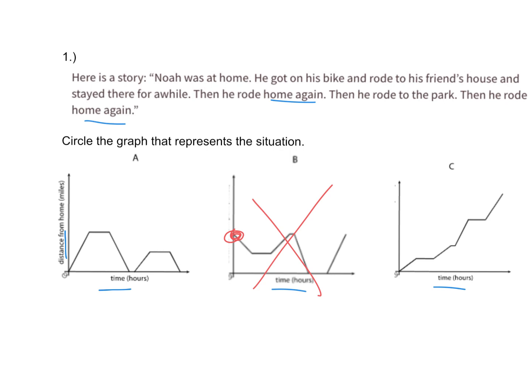Now looking at graph A, he begins at home, leaves his house, and then returns to home, leaves his house, and then returns to home again. And I think that's what we read. He's at home, stays there, goes on his bike, and goes to his friend's house. He goes home again, rides to the park, and then returns home again. So I think it's going to be graph A. When I look over at graph C, he's at home, but you can see he doesn't return to home in the end. So let's go ahead and select choice A.